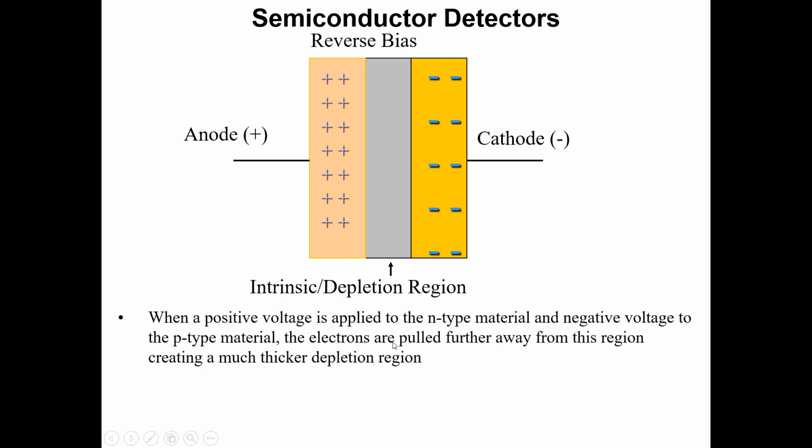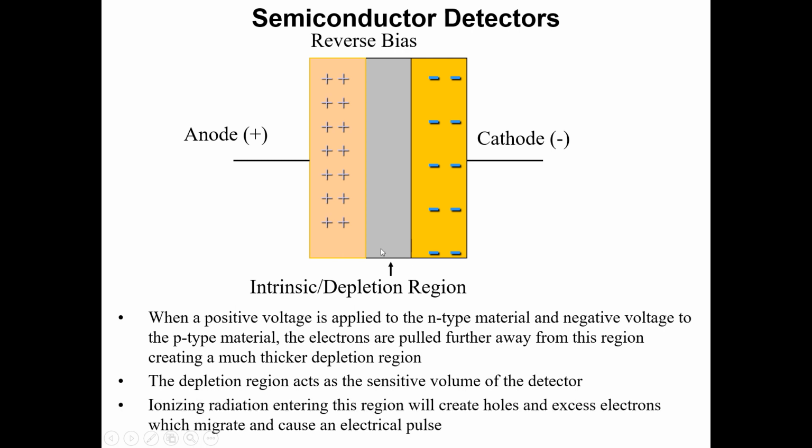What actually happens is that the electrons are pulled further away from this region, creating a much thicker depletion region. You see here, the electrons are moved toward the cathode, attracted when we apply the voltage, and the holes are pulled toward this other region. So we have a very thick depletion region. This is the depletion region, and it acts as the sensitive volume of the detector.